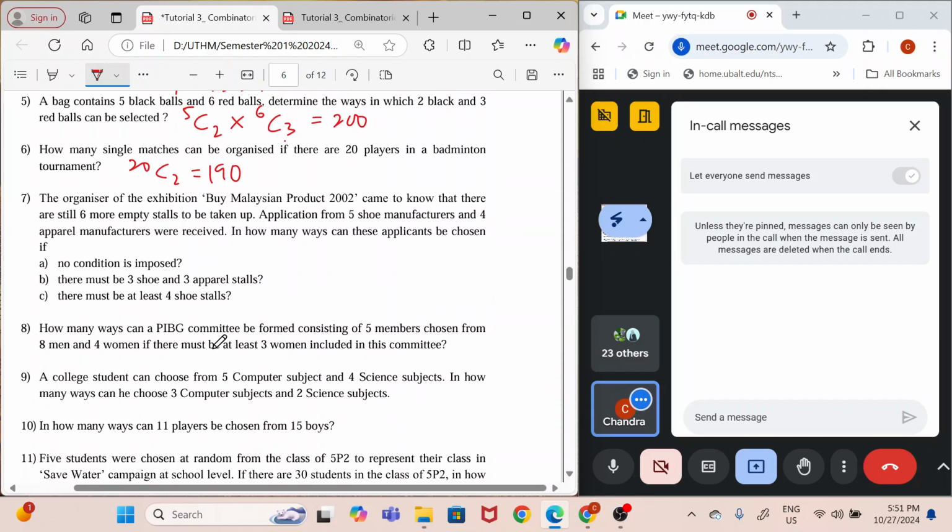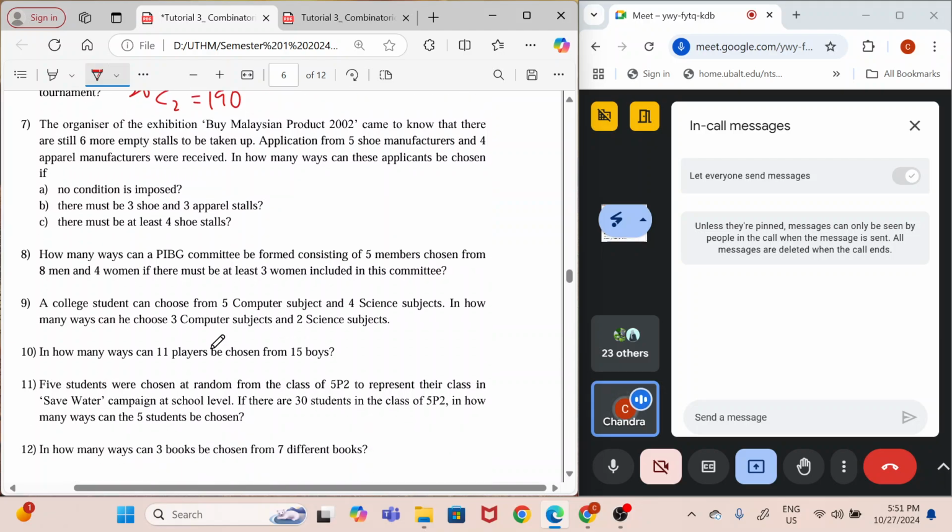The organizers of an exhibition came to know that there are still six more empty stalls. Applications from 5 shoe and 4 apparel. In how many ways can these applications be given? Basically from 5 shoe and 4 apparel, that's 9 applications. We have to give 6 empty stalls. No condition is imposed. Out of 9, we have to give to any 6 of them. 9C6, you will have 84.